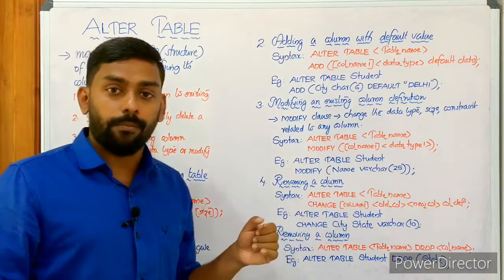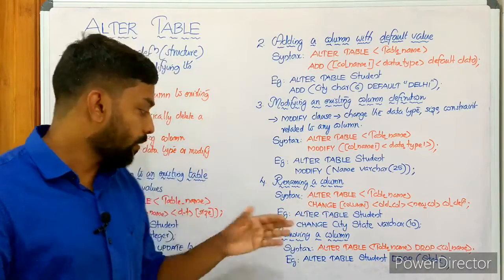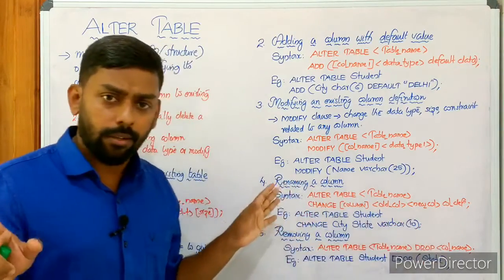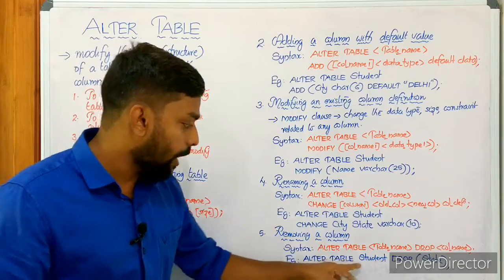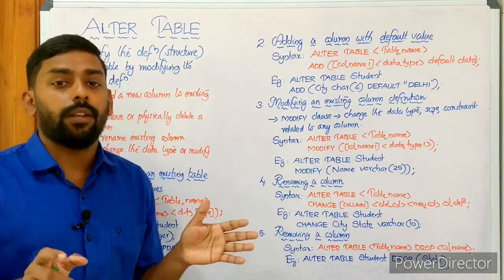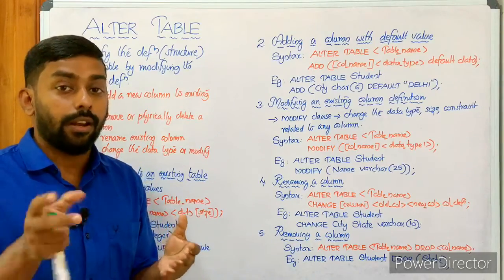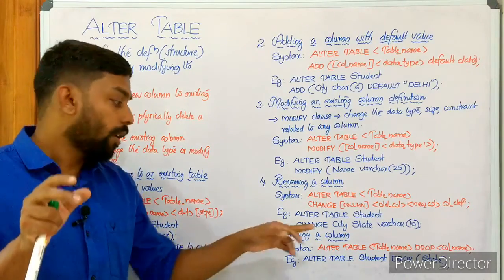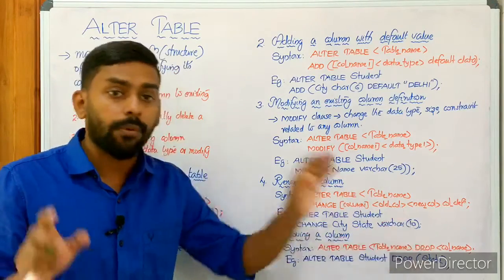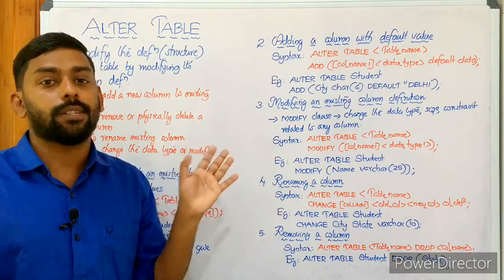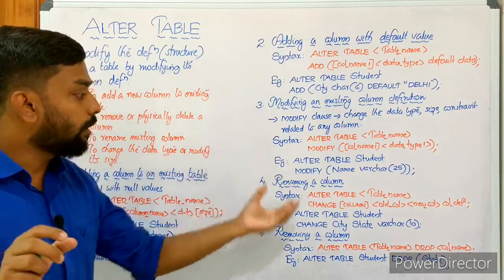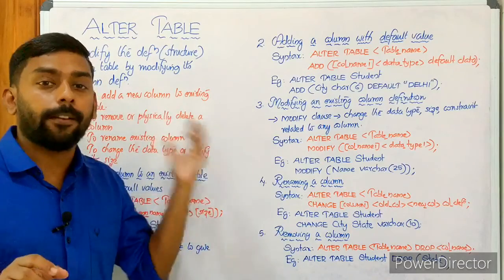Then removing a column. We can remove a column as well. Here is the syntax: alter table, table name, drop column name. For example, alter table student, drop state. We don't give any data type or anything else related to the column. We just give alter table student, which is common to all the commands, then drop and simply the column name. That's it. So these are the different ways to apply the alter table command.